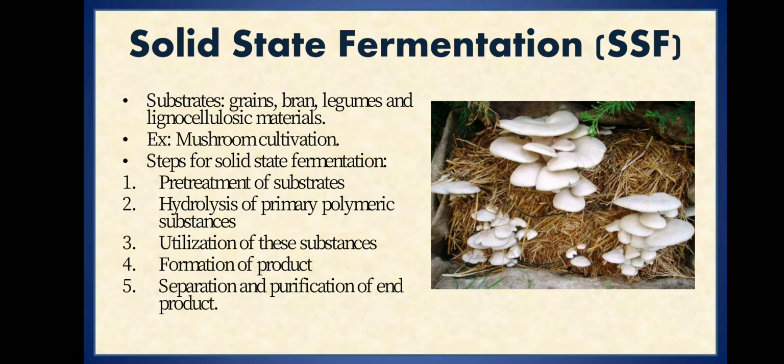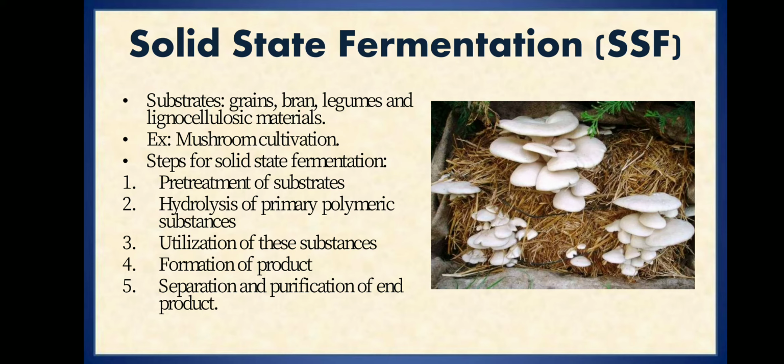Then the microorganism will start growing on it and they will hydrolyze the complex molecules like cellulose into simpler forms. Later these simpler forms will be utilized by the microorganisms and they start growing on it, and they produce the products. So in terms of mushroom cultivation, the product is the mushroom, so the mushroom is simply harvested. But if we go for amylase production and all, there we use wheat bran as the solid substrate.